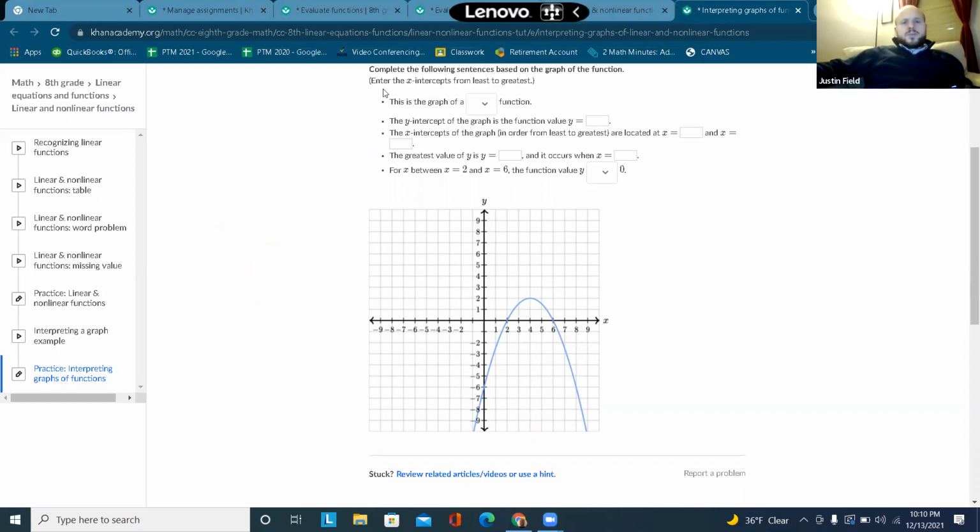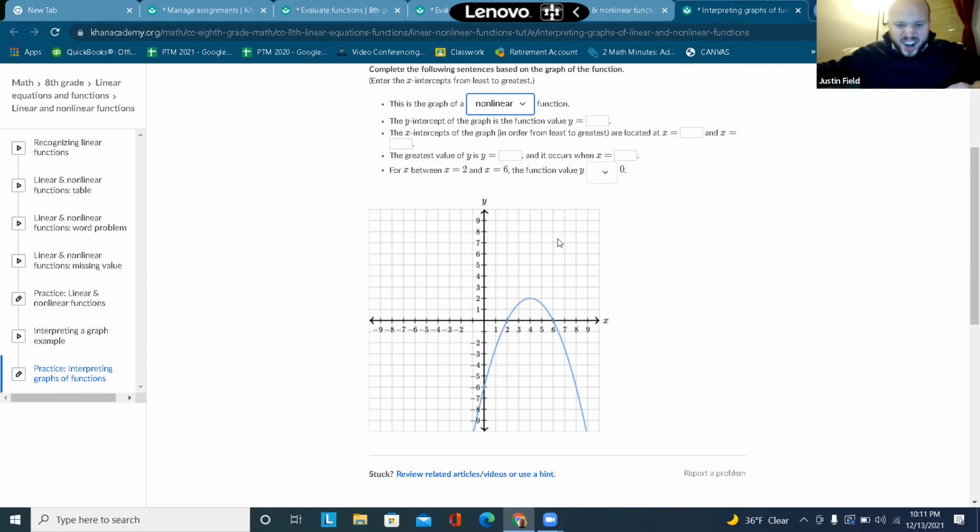All right, now here's another one. Complete the following sentences based on a graph of the function. We've learned different things about graphs, slopes, intercepts, and all of that. Now we're just going to put it together. This is the graph of a nonlinear function, as you can see. The y-intercept is -6. The x-intercepts, it has 2, one at 2 and one at 6.